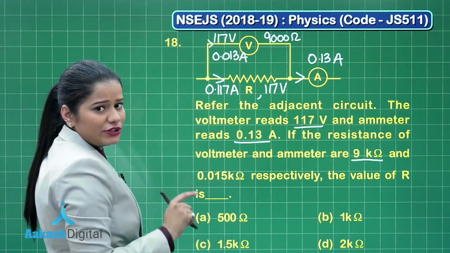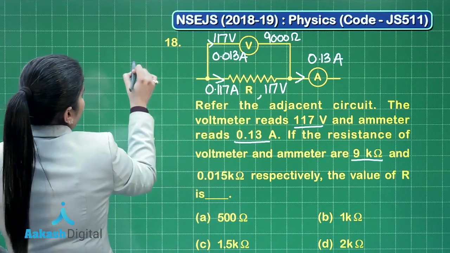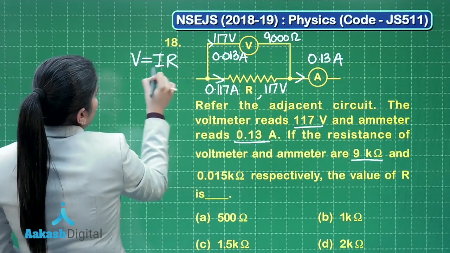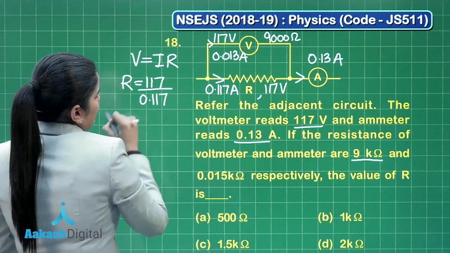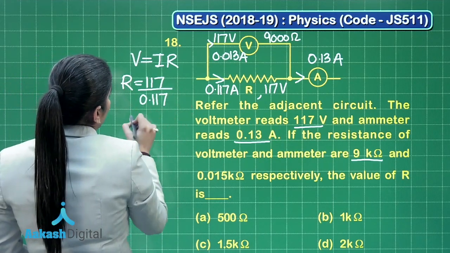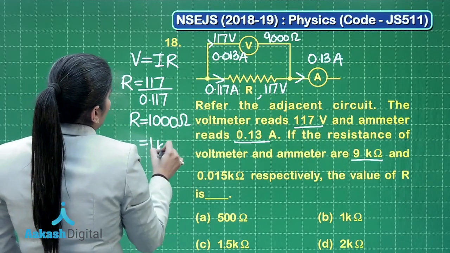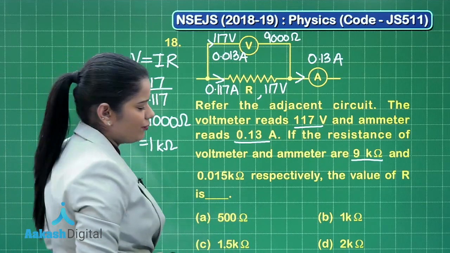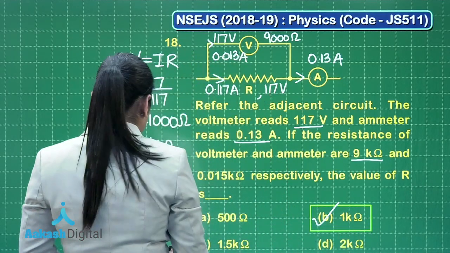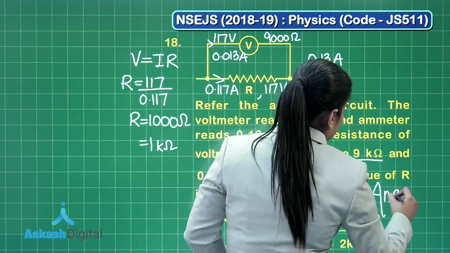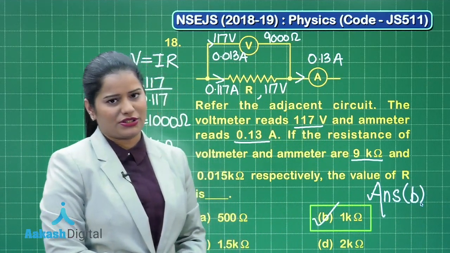You got the current flowing through R, you know the potential drop across this resistor R. So, you can simply find the value of R by applying Ohm's law, and that comes out to be 117 divided by 0.117, and this gives you R as 1000 ohm, that is 1 kilo ohm. So, which option is the correct option if you have a look at the options? That is option B. I hope this question is also very clear to you. The correct answer for this question is option B. Now, let us quickly move on to the discussion for the next question.